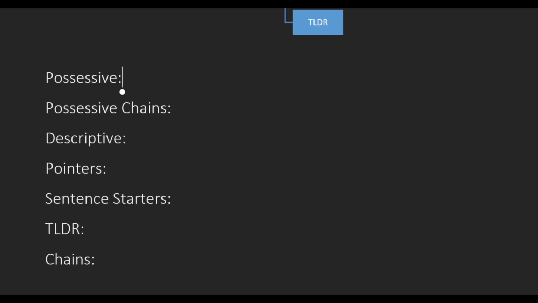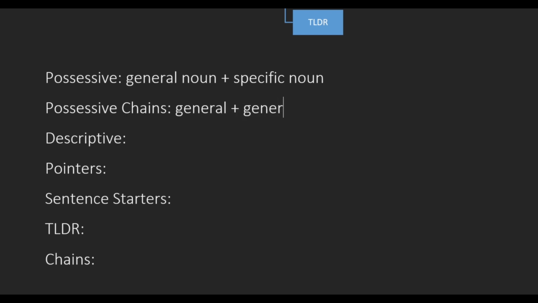So possessives, how did we recognize possessives? General followed by specific. A general noun and a specific noun. Right, general followed by specific. Good. What about possessive chains? It was similar. It was a general noun, specific noun. Good, we just added one general in there. So general noun plus a general noun plus a specific noun.